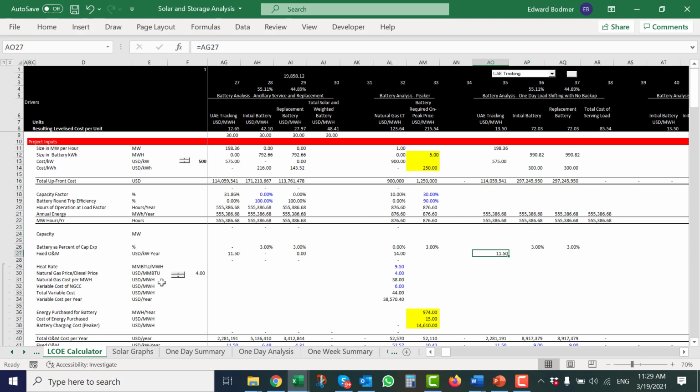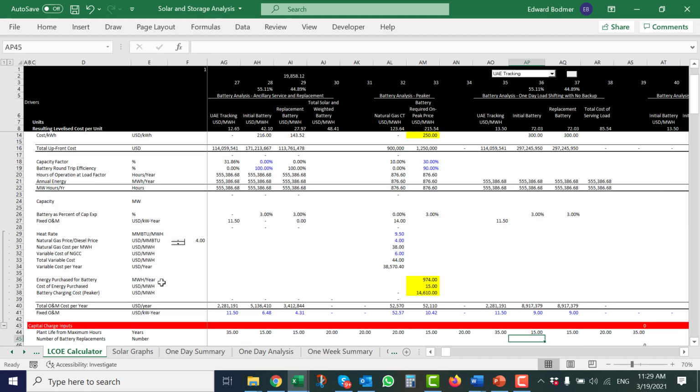And then we put in the O&M cost. I put in the solar, we put 11.5 per kilowatt per year. That's, of course, in real terms, and you're going to have to escalate that. For the battery, I just said 3%. And, of course, you can change that. I'm not going to even go back.